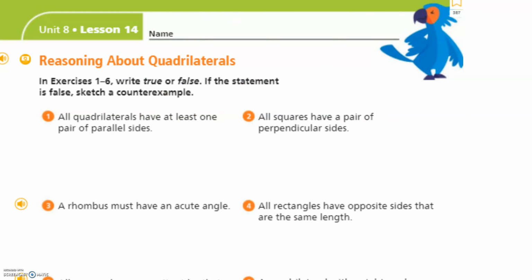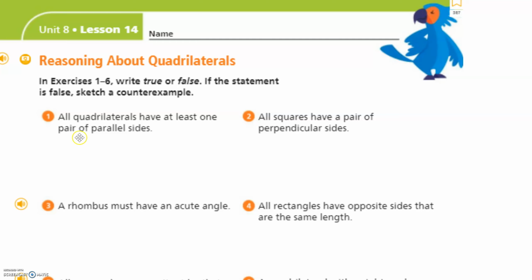All right, so I've actually gone backwards in our textbook to page 387. If you don't have your textbook, that's okay. Again, you're going to need a pencil and paper. We're going to draw some pictures to find out a little bit more about quadrilaterals. These are statements, and we have to decide if they're true or false. And if the statement is false, we have to sketch a counterexample.